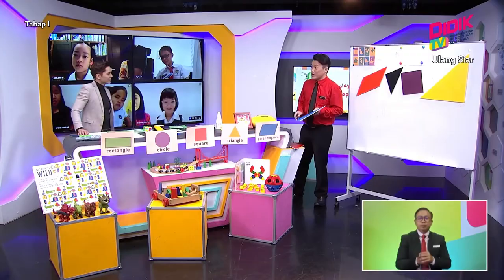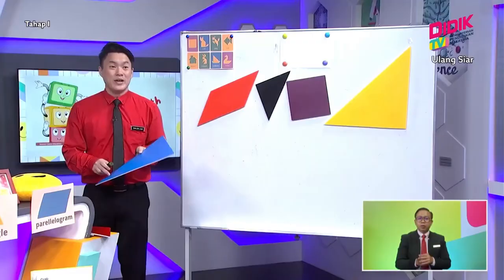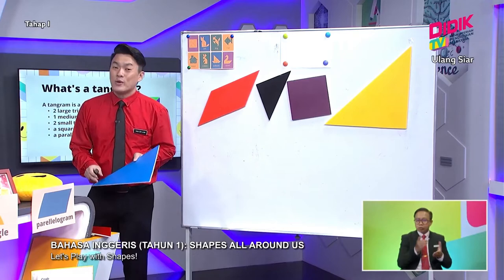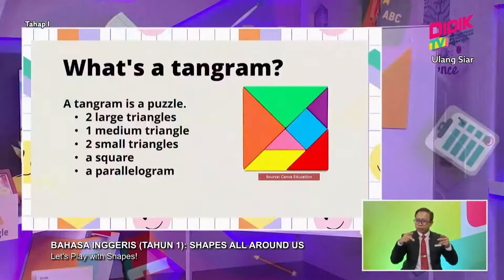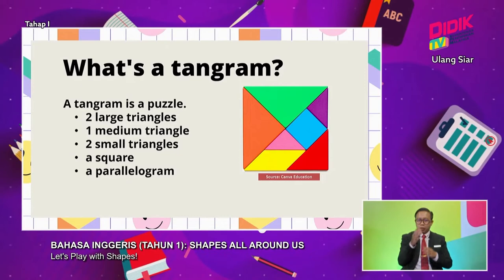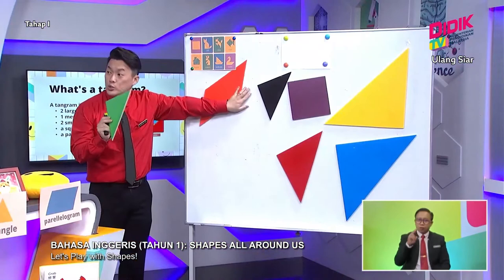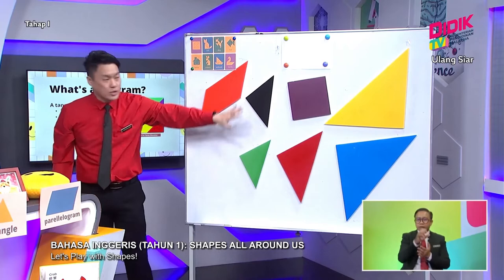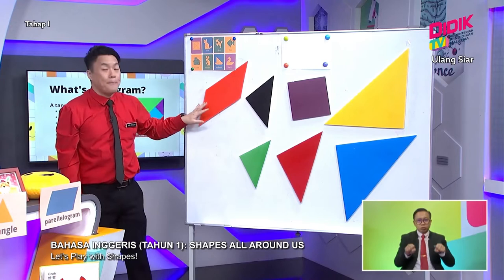Yes. In this segment, we are going to play with shapes. But first, let me introduce what a tangram is. A tangram is a puzzle which consists of 7 pieces of smaller shapes. We have 2 large triangles, 1 medium-sized triangle, and 2 small triangles. So they are all together 5 triangles: 2 large, 1 medium, 2 small. We also have a square and a parallelogram. So this is a tangram.